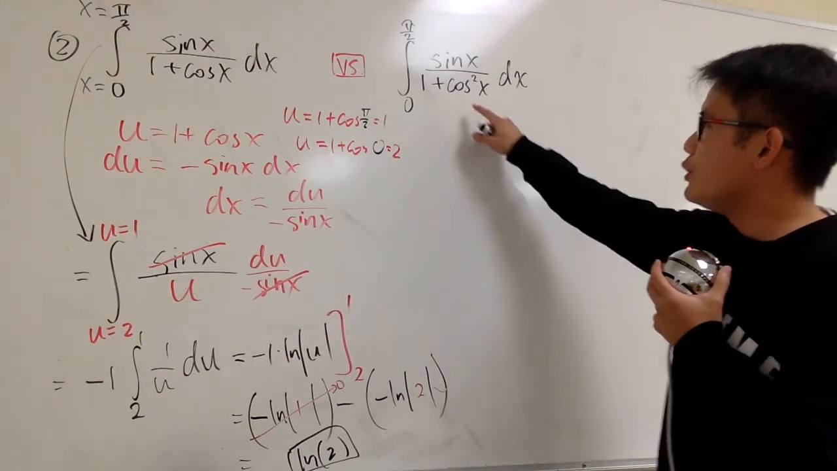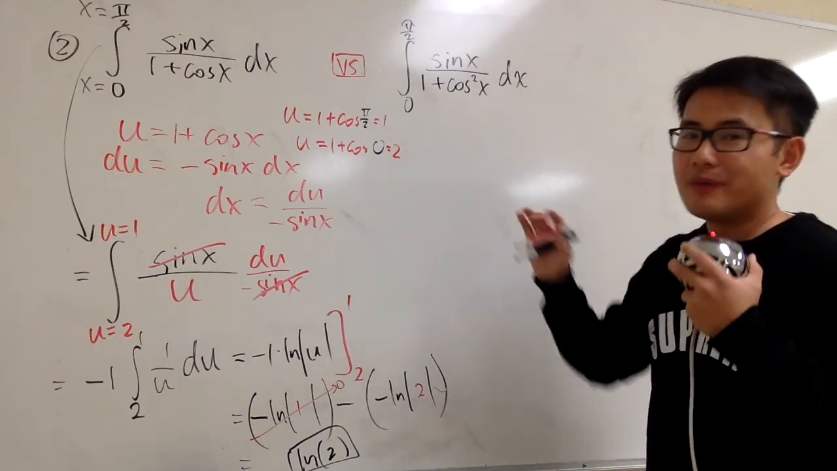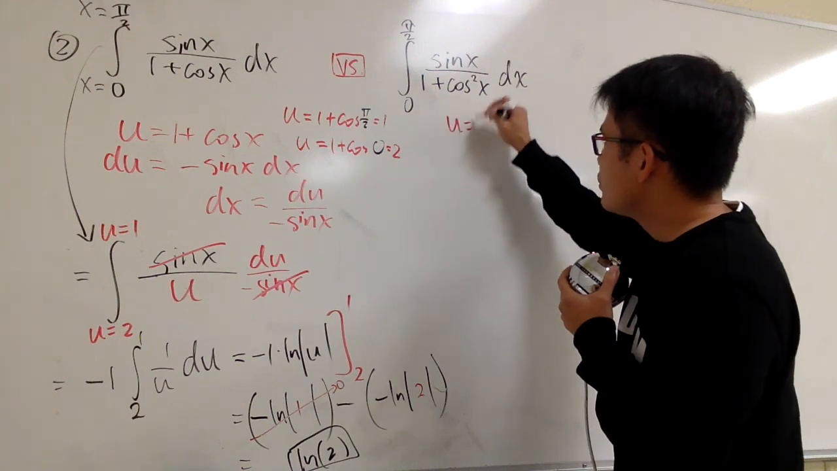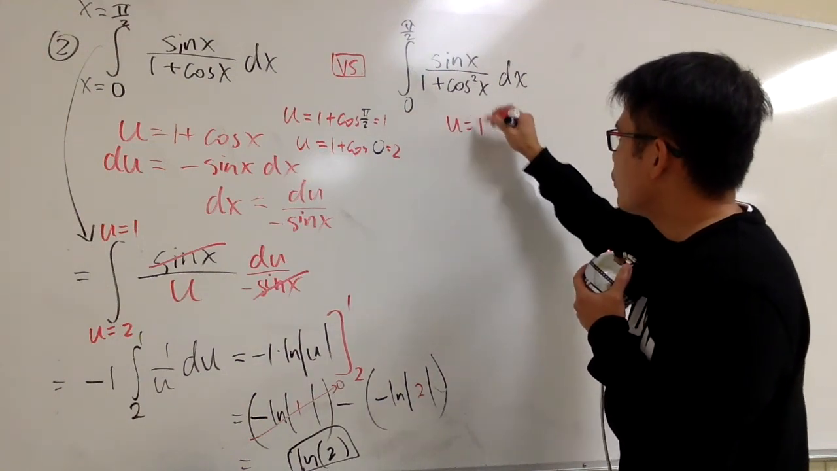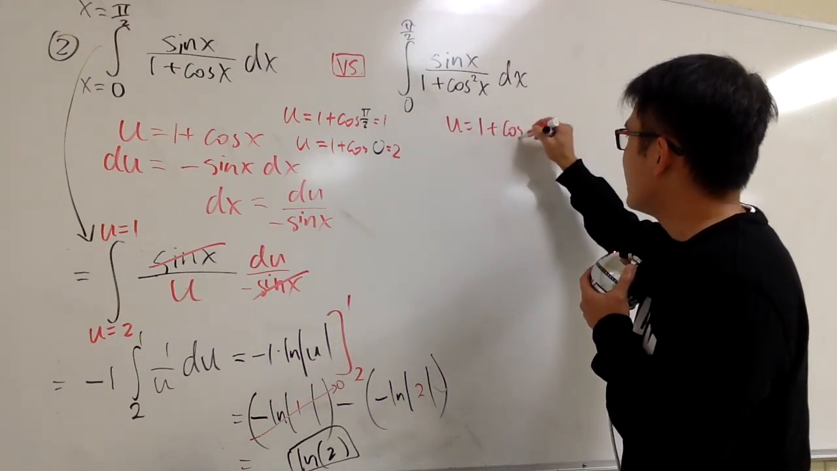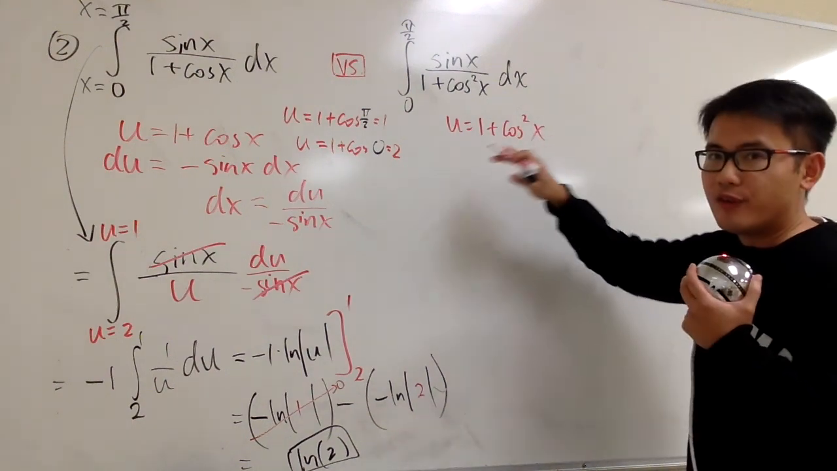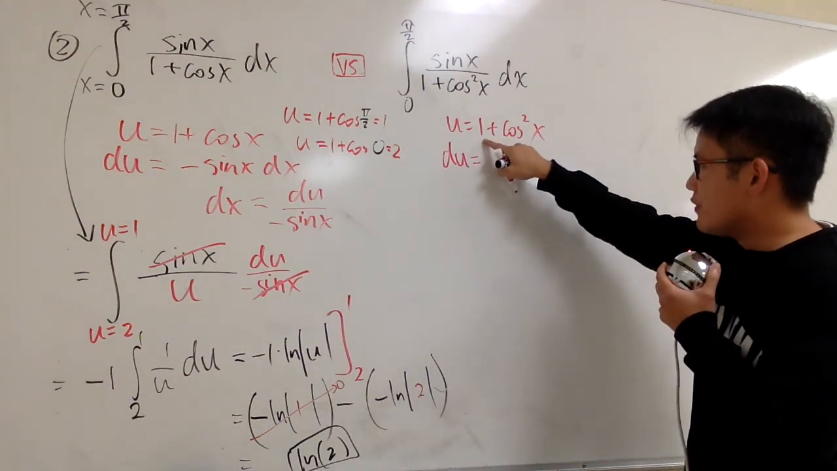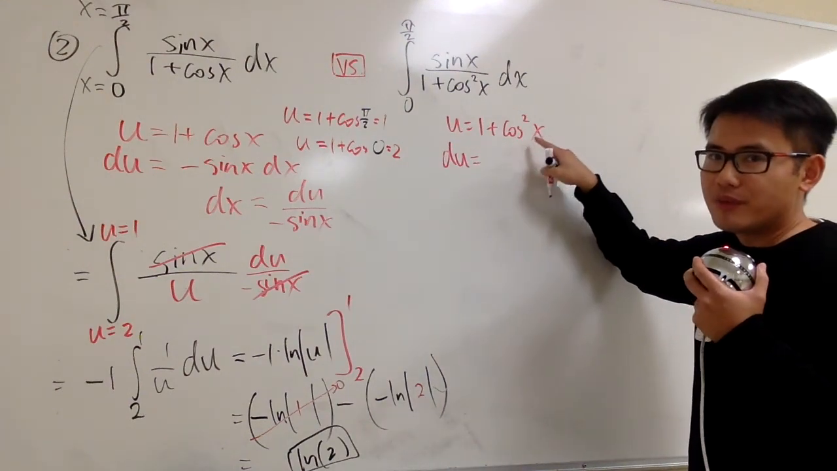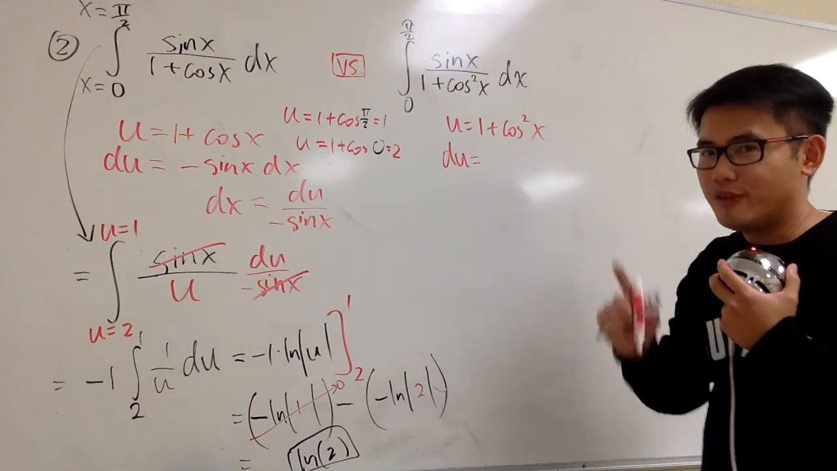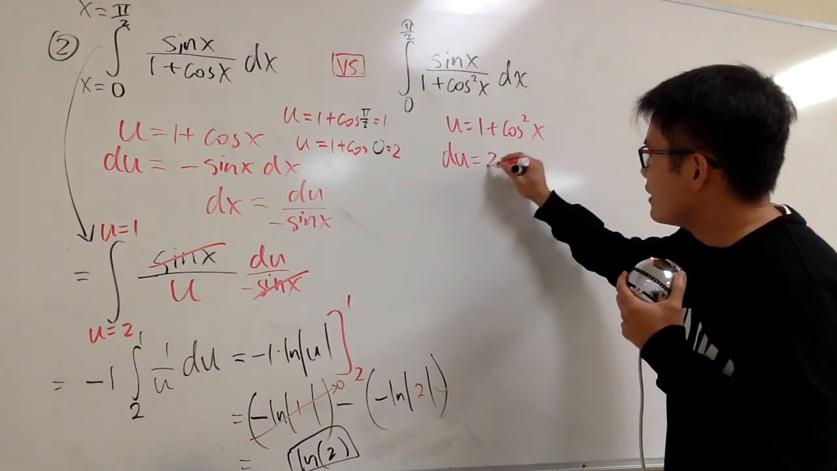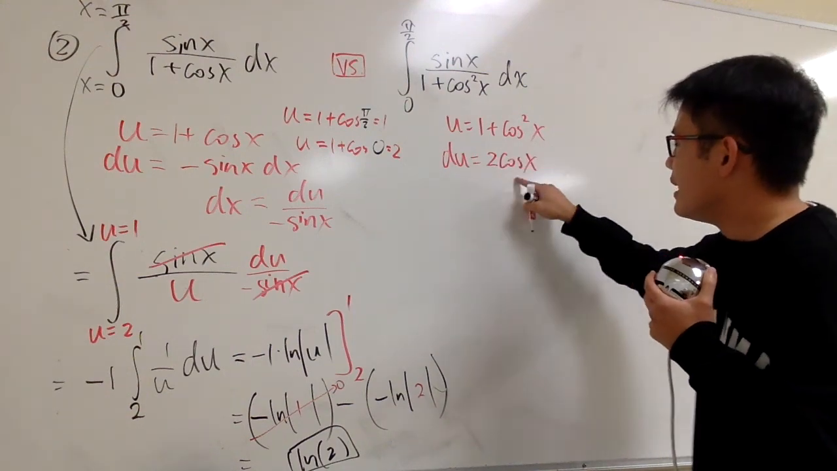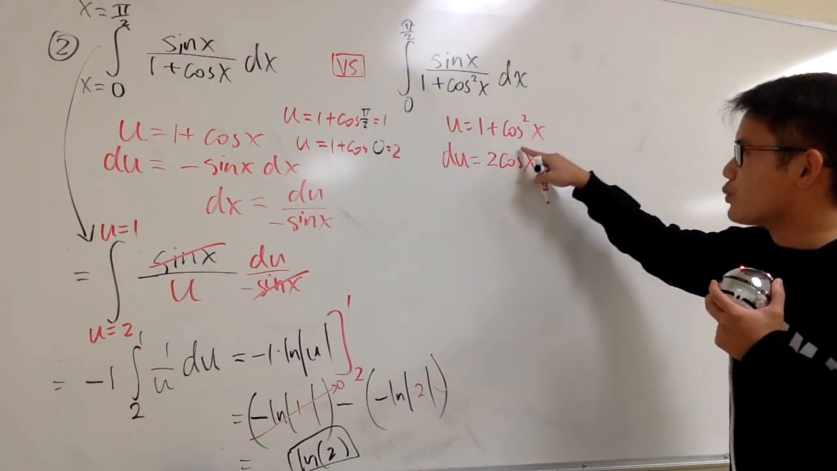But then can I let u equal to the whole denominator? And once again, let me write this down for you guys. Maybe it works, maybe not. If you let u equal to the whole denominator, I will get 1 plus cosine square x. And I have to differentiate both sides right away, right? So I get du equals to the derivative of 1 is 0. But what's the derivative of cosine square x? Don't forget to bring the 2 to the front. And then the inside stays the same, which is still cosine x. And then 2 minus 1 is 1.